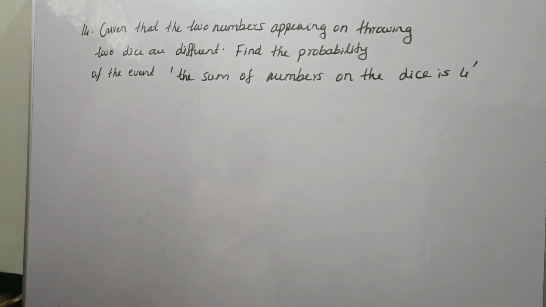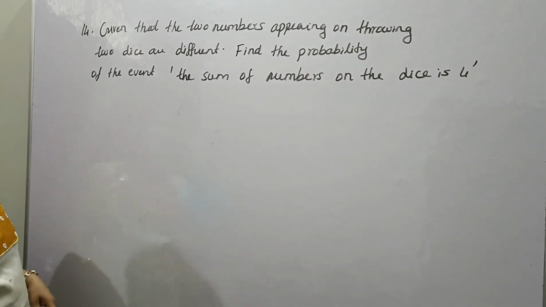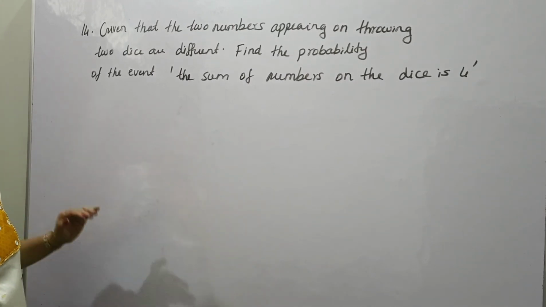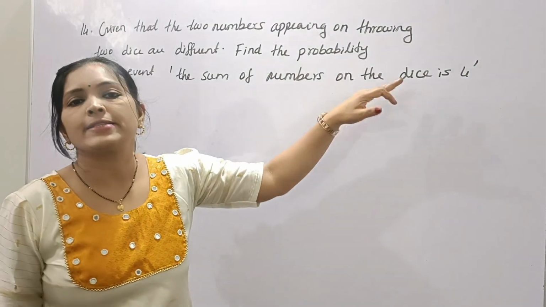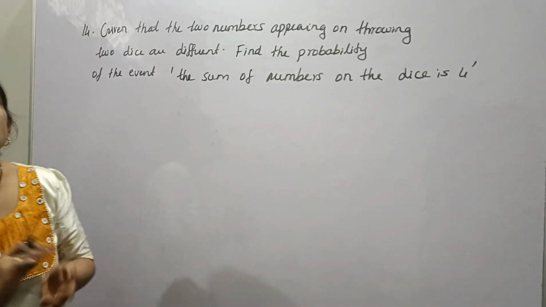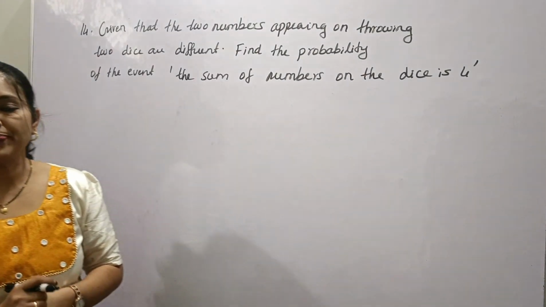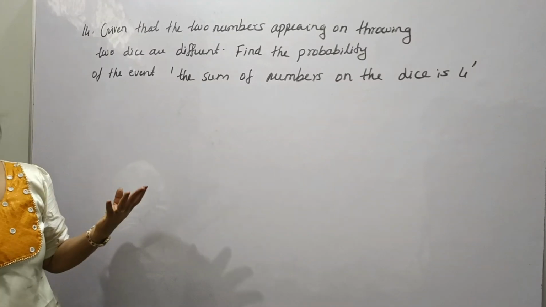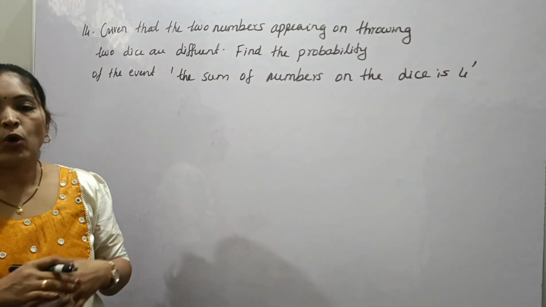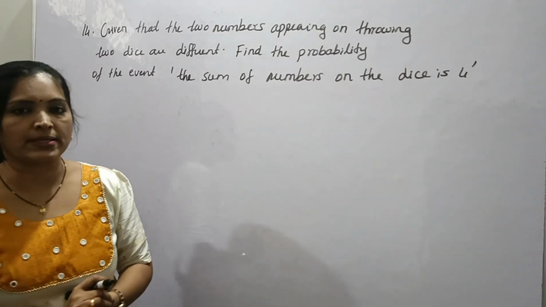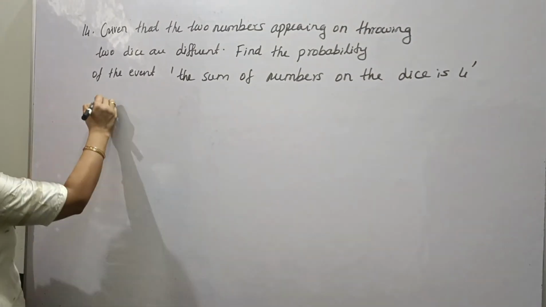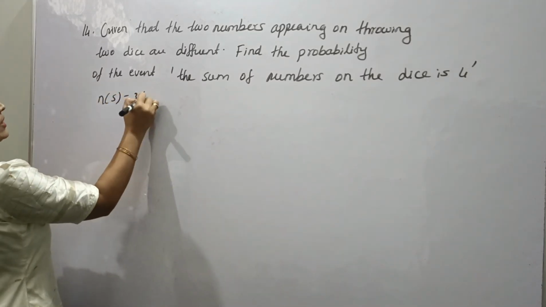Given that the two numbers appearing on throwing two dice are different, find the probability of the event: the sum of numbers on the dice is 4. See, here the experiment is throwing 2 dice. Now, we know what the sample space is, right? How many elements are there in the sample space? 6 into 6, 36, right? So, here the number of elements in the sample space is 36.